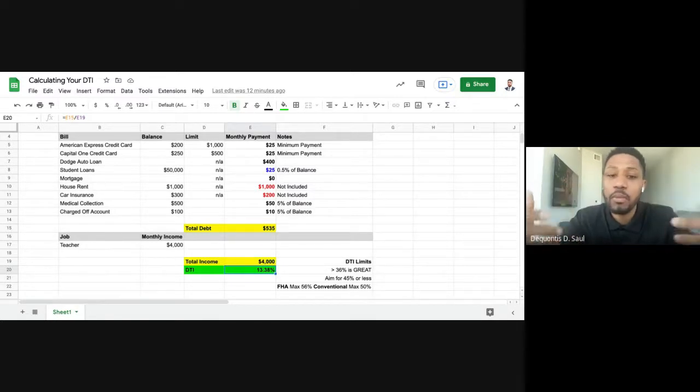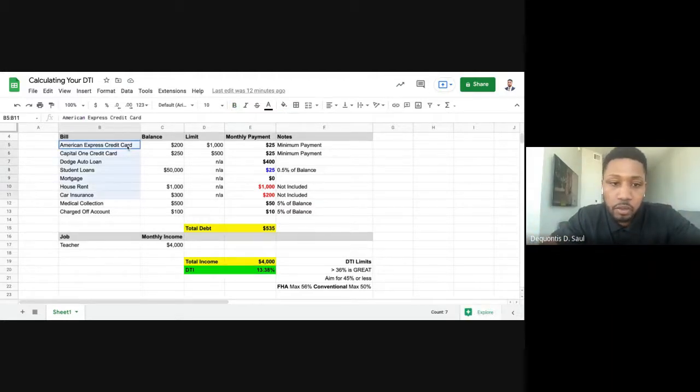So when you apply for that mortgage loan, lenders don't only look at your credit score, they look at your DTI as well. They're going to take how much you make on a monthly basis and how much you're paying in debt each month, and they're going to come up with your ratio. So let's dive in.